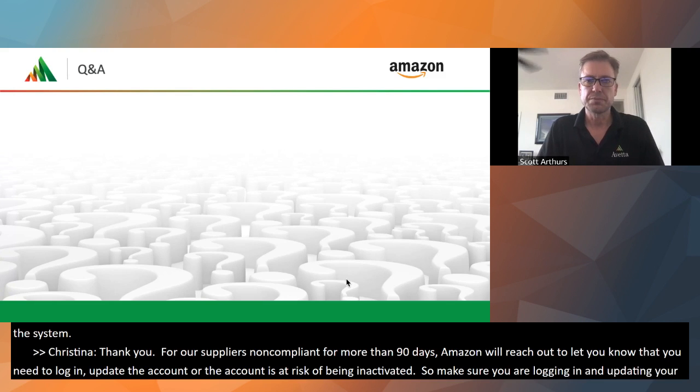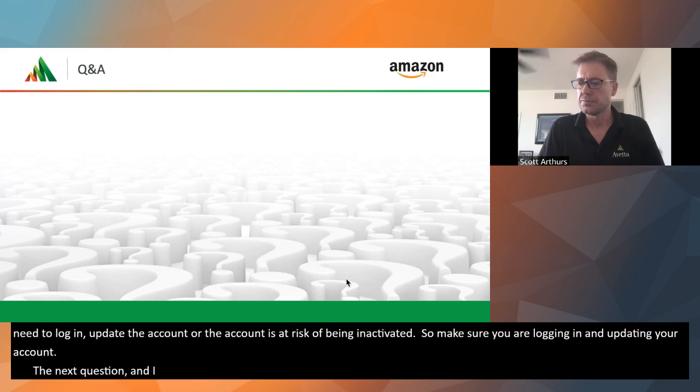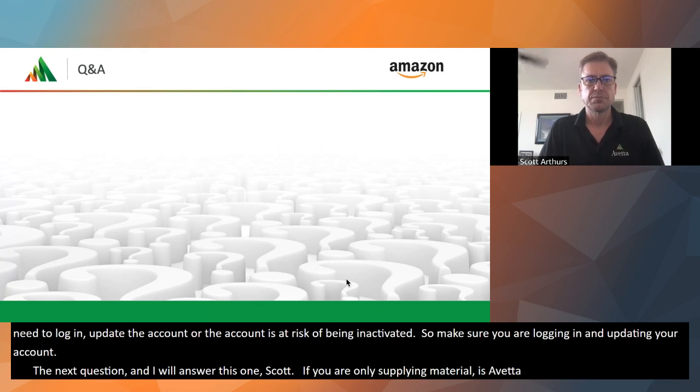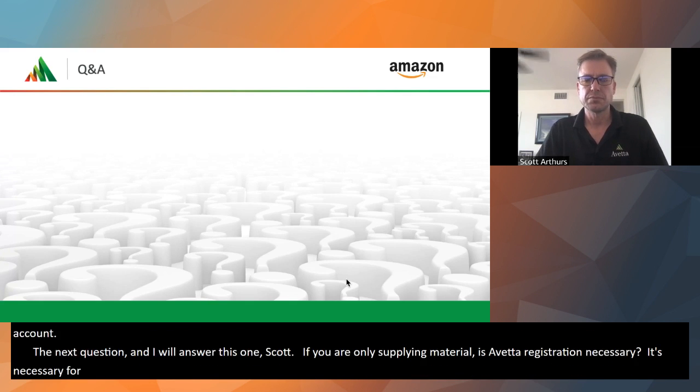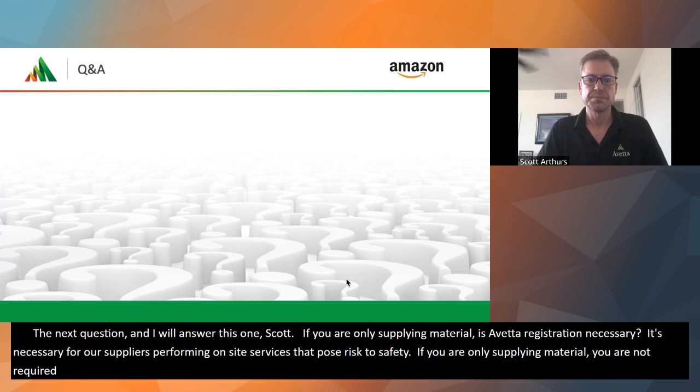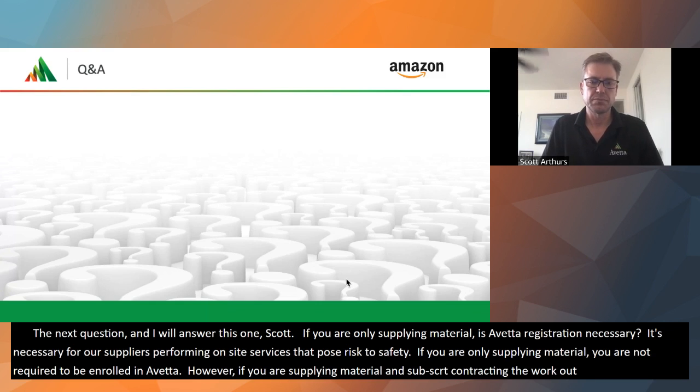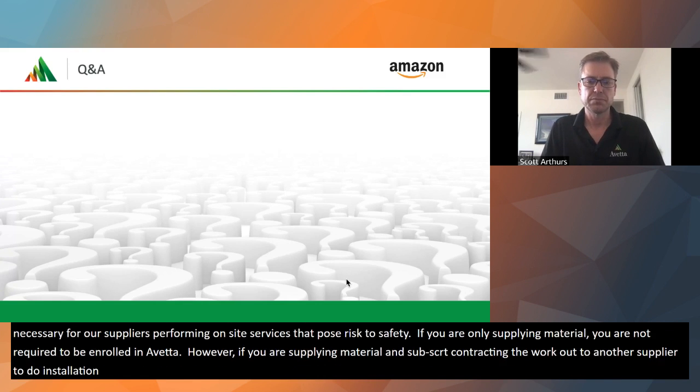The next question is, and I'll answer this one, Scott. If you are only supplying material, is Avetta registration necessary? So Avetta is necessary for our suppliers that are performing on-site services that pose any risk to safety. So if you are only supplying material, you are not required to be enrolled in Avetta. However, if you are supplying material and subcontracting the work out to another supplier to do installation for that, then you are required to be in Avetta, as well as having your subcontractors enrolled and connected to your aggregator account.